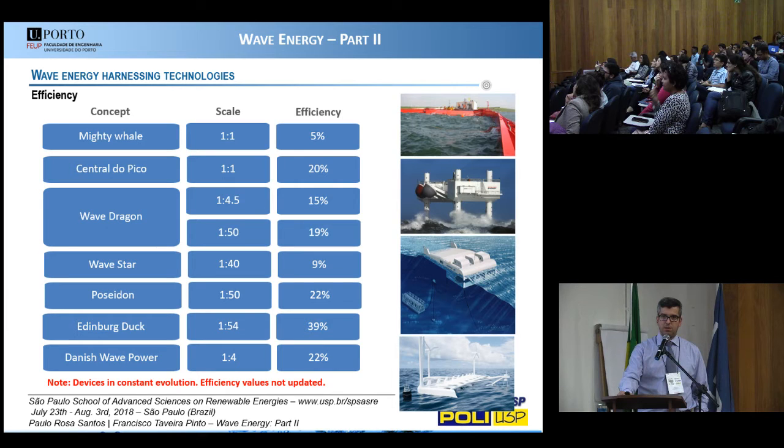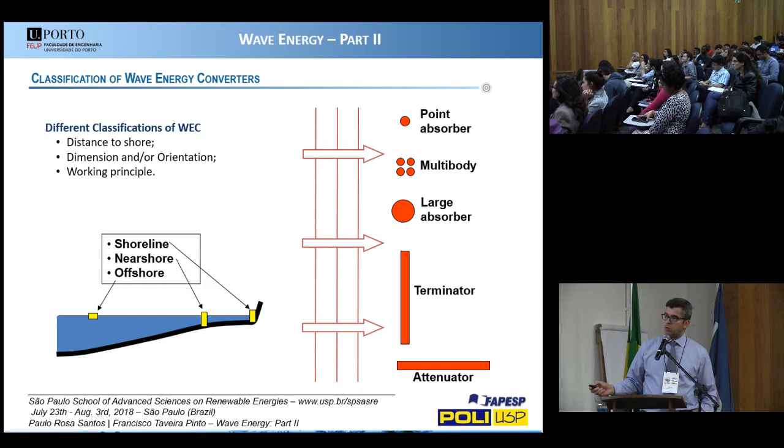We can also classify the devices taking into account their dimensions and orientation. In this case, we have an attenuator, which is aligned with the direction of wave propagation. We can also have a terminator. In this case, the wave is propagating in a direction perpendicular to the terminator. We may have a large absorber, a device with large dimensions compared with the wavelength, or a point absorber, a small device compared to the wavelength, or groups of point absorbers. So it's a different way of classifying the technologies.